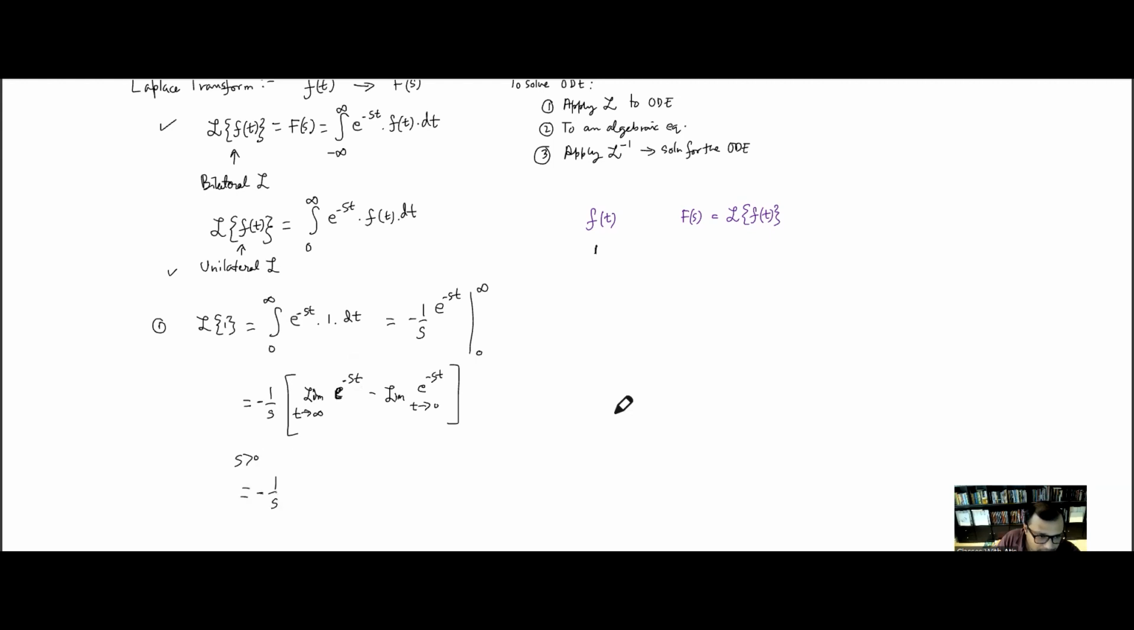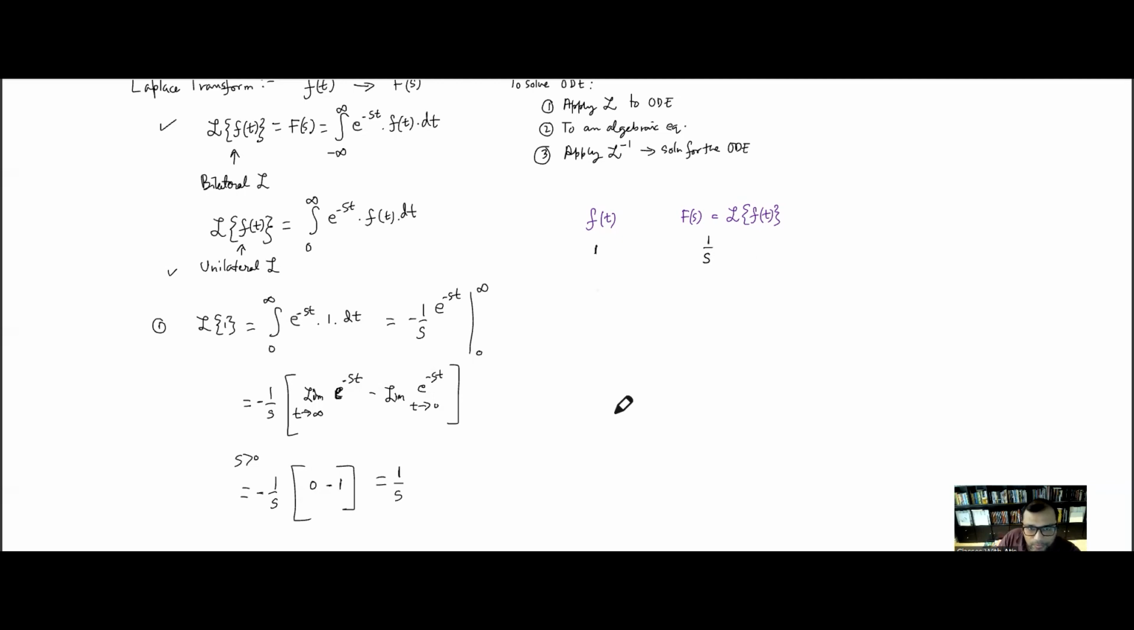So minus 1 by s outside the brackets. Now, if s is greater than 0, this is 1 by e to the power infinity, which is 0, minus 1 by e to the power 0, which is 1. So this is minus 1, and then minus and minus multiply, this becomes 1 by s. Okay, so Laplace transform of 1 is then 1 by s.